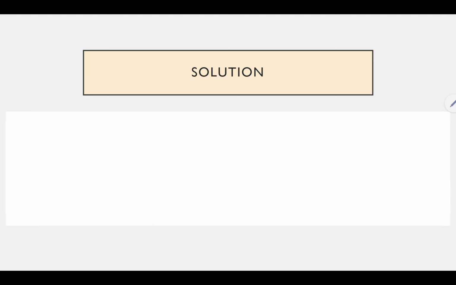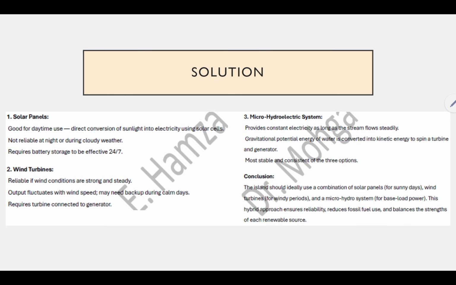The correct answer is to use all three. You can pause the video to read it slowly, but the most stable and consistent of the three options is the micro hydroelectric system. For solar panels, at night time or if the weather is cloudy, you're not going to get direct sunlight. For the wind turbines, if there's fluctuation in the wind speed, then the turbine will not generate that much electricity with the generator. So ideally, all three should work, but the micro hydroelectric system will be the most stable and consistent of the three options.